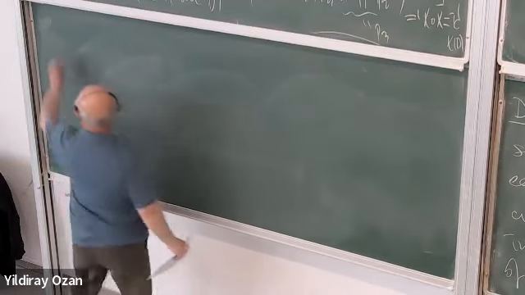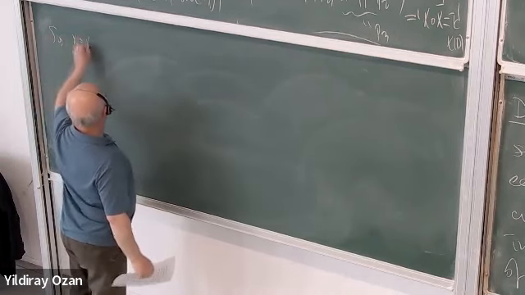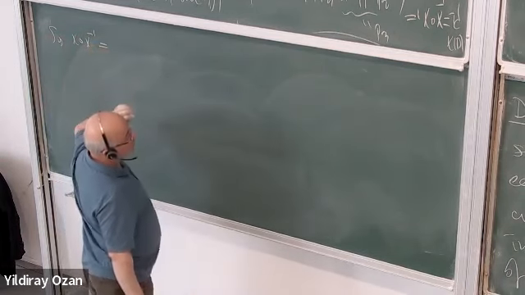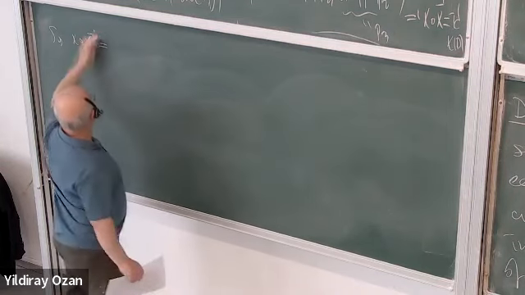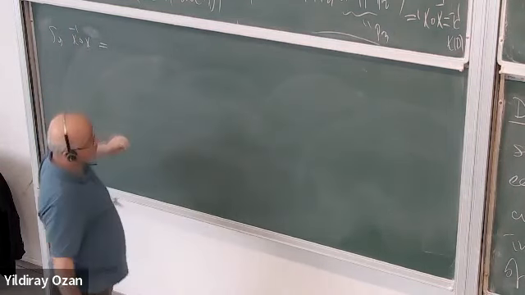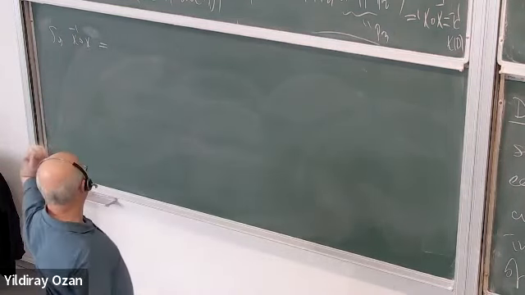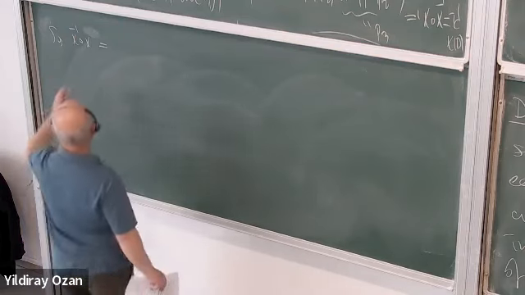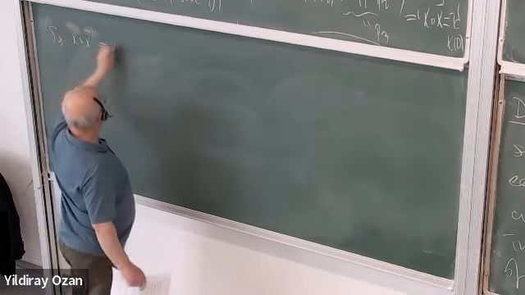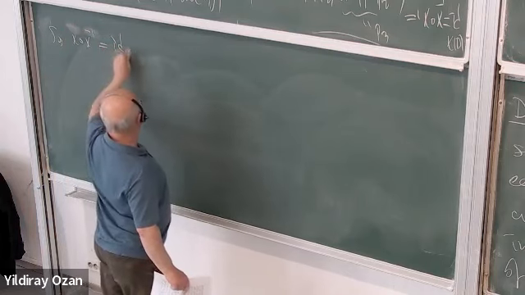So X composition X inverse, no, yes, it was correct. This is the identity function of X of D.